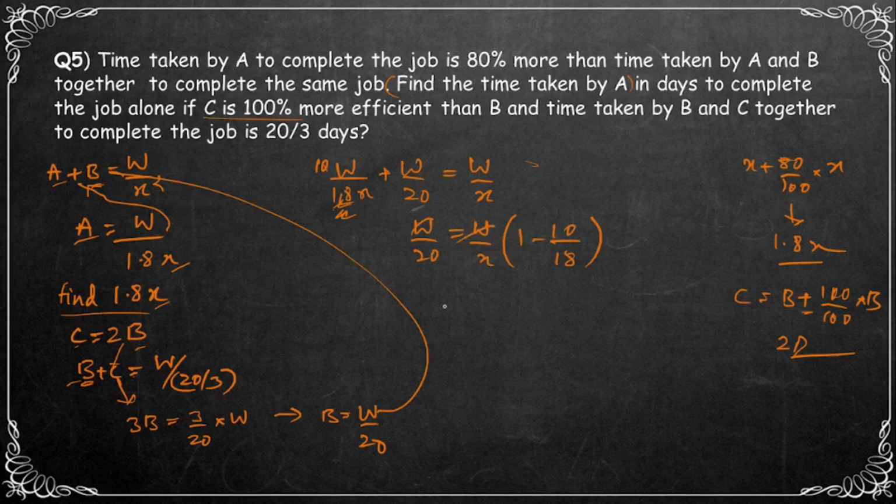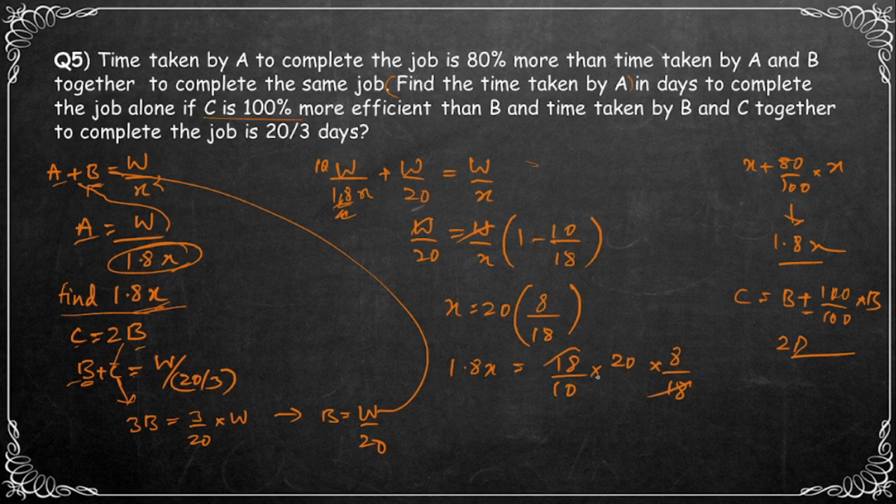W cancels, x is equal to 20 into, 18 minus 10, which is 8, divided by 18. Now what we want is 1.8x. So 1.8x is equal to 18 divided by 10, which is nothing but 1.8, into x, which is 20 into 8 by 18. So 18 cancels, this cancels. 8 into 2, which is 16. 16 days is the answer.